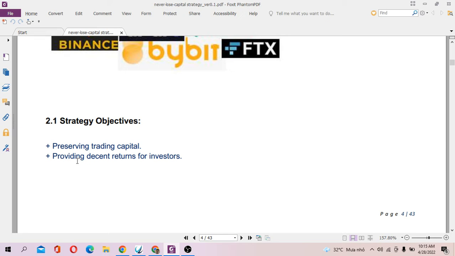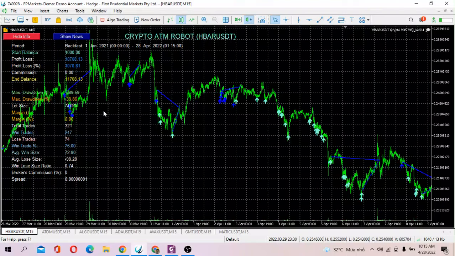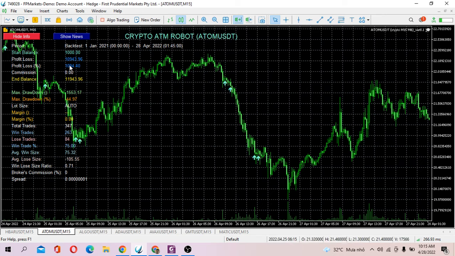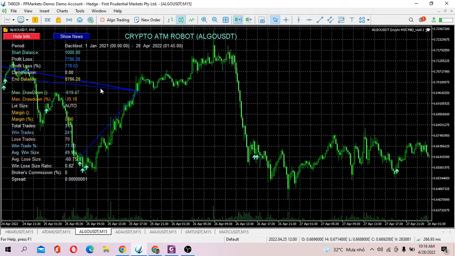Now the second objective is to provide decent returns. I'm very humble to say this, but the return of the strategy is in the range of 1x, 2x, 3x, up to 10x. For example, for this cryptocurrency pair, the return is 10x within 1.5 years. And similarly, for this pair, USDT, the return is 10x. For this pair, euro, the return is 7x, etc.